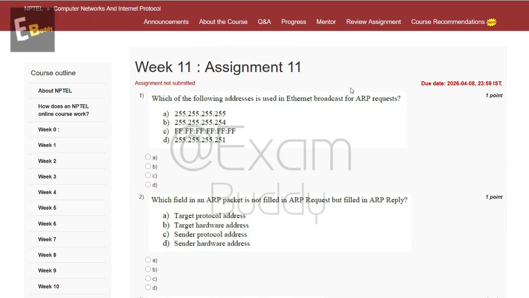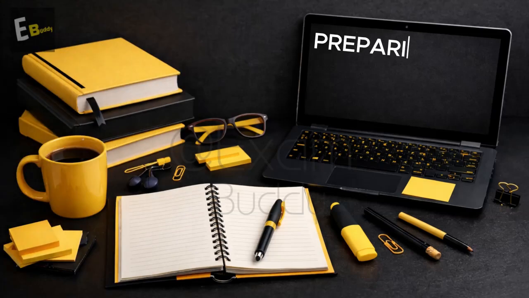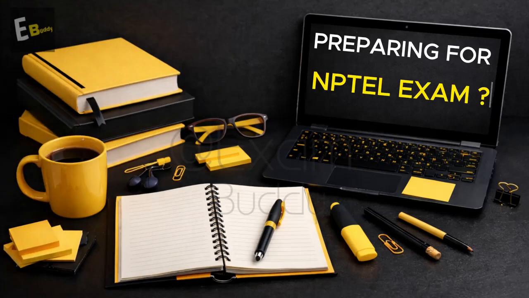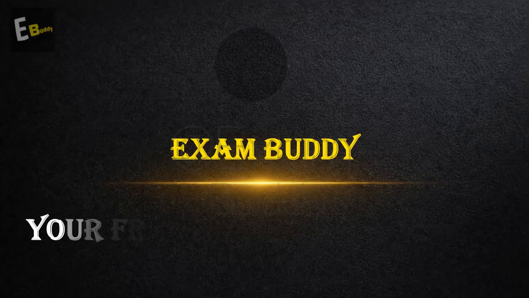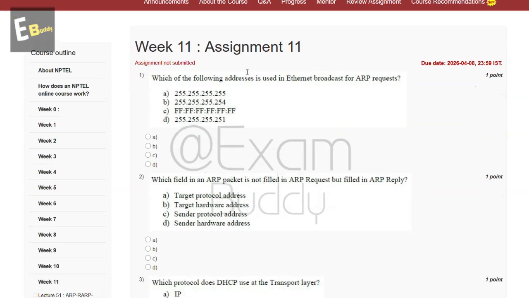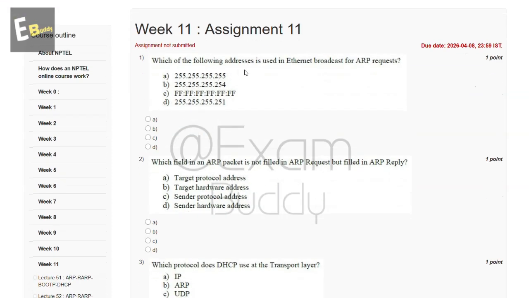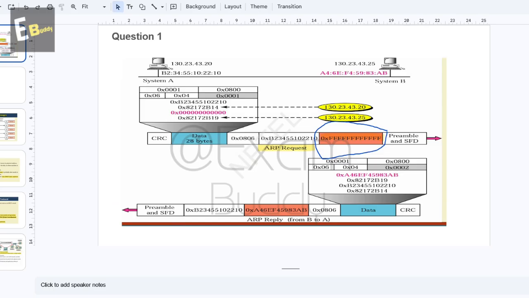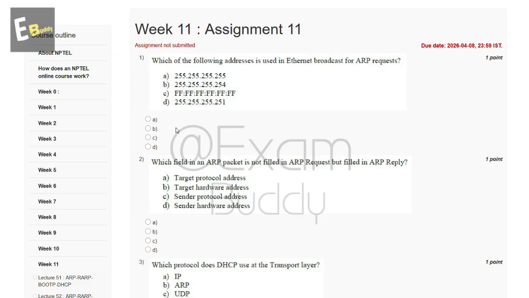Now let's do our assignment for Computer Networks and Internet Protocol, Week 11, Assignment 11. So the first question is, which of the following addresses is used in Ethernet broadcast for ARP request? So these are the options, and now let's check the explanation. So in the explanation, you can see 0 into FFF and so on. So the answer of our first question is C.